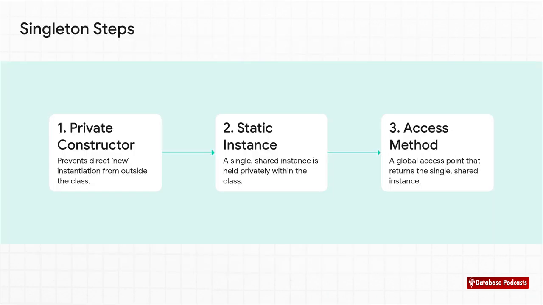Well, it's a pretty clever 3-step trick. First, you make the constructor private. That completely stops anyone from just creating a new instance. Second, the class itself holds its own single private static instance. And finally, you provide a public method, usually called something like getInstance, that just returns that one single shared instance. It's simple and it's incredibly effective.